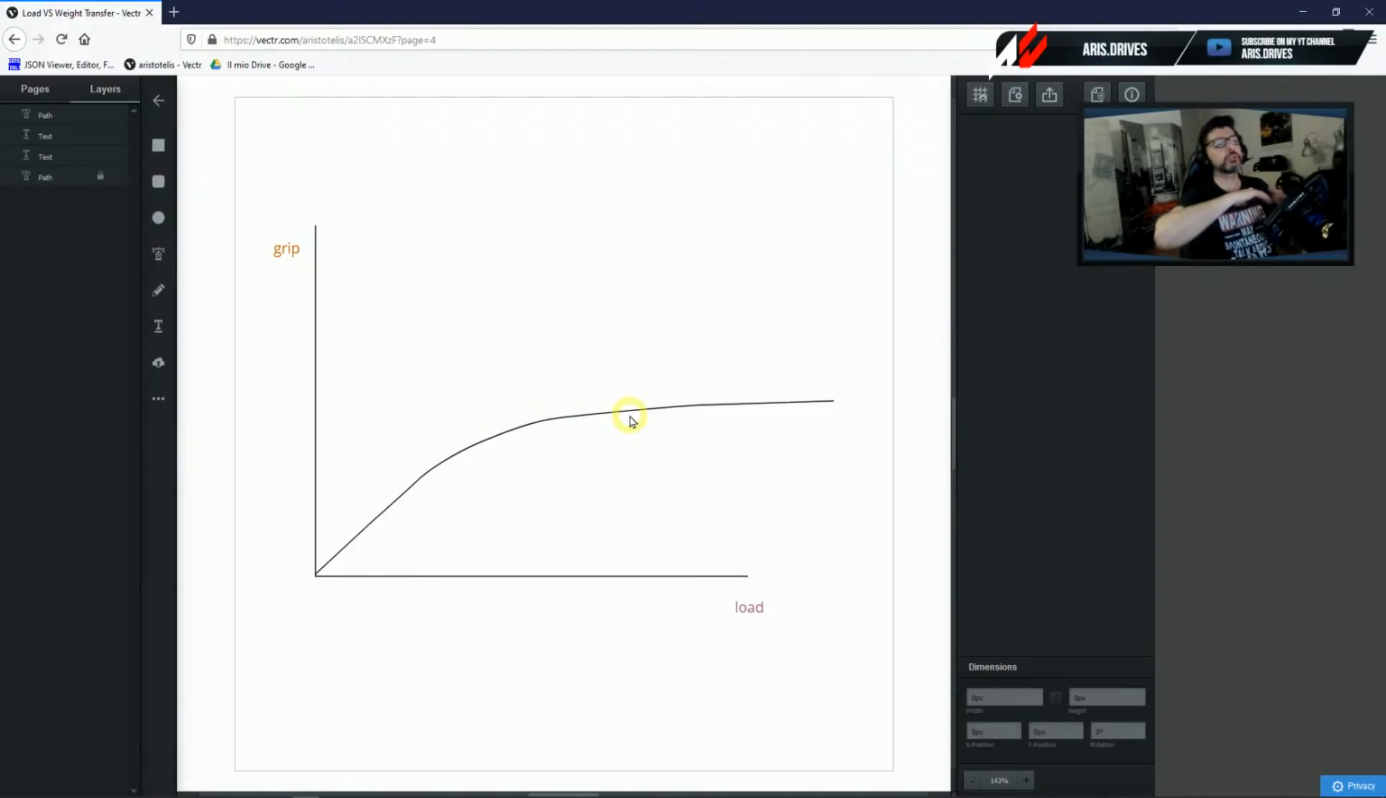It doesn't continue linearly. So you give one load, just a number, let's say 10 kilos, and you get one grip. You give two load and you get 1.8 grip. You give three load and you get 2.5 grip. You give four load and you get 2 grip. So you see, they don't go up at the same rate.